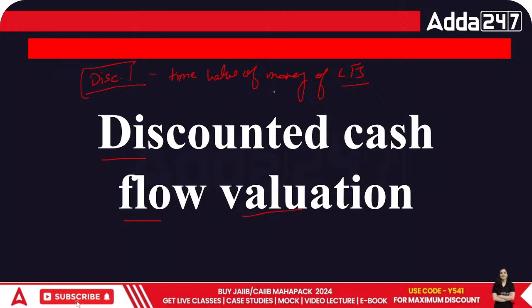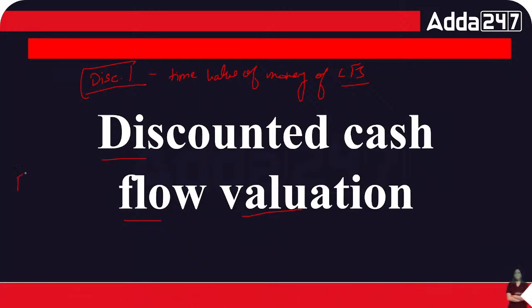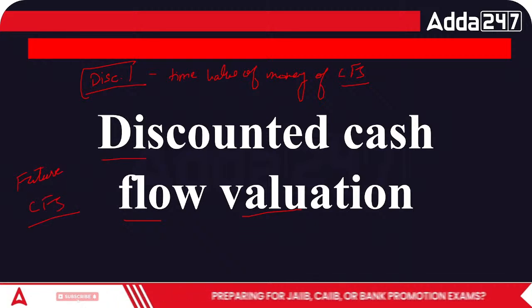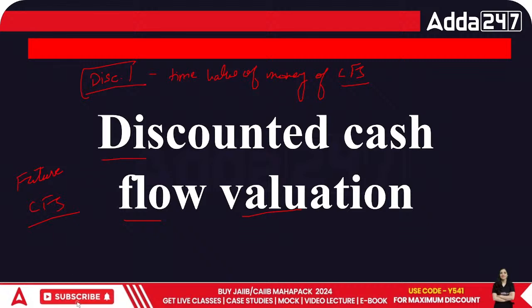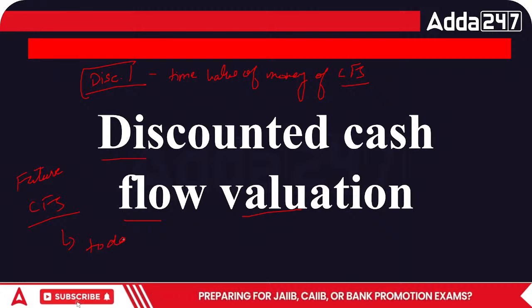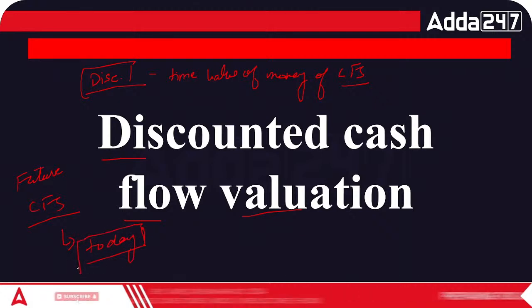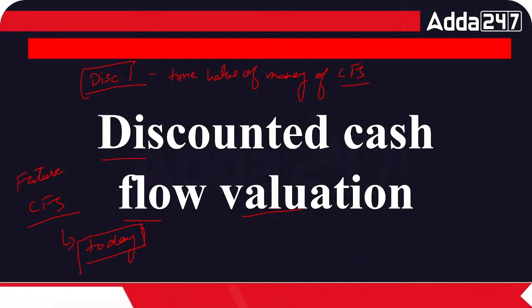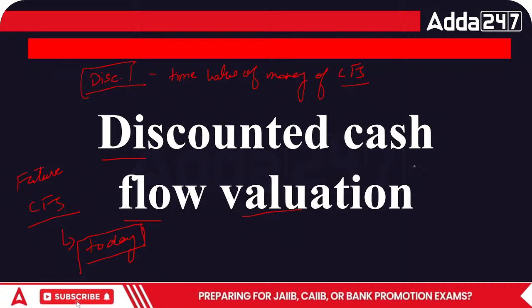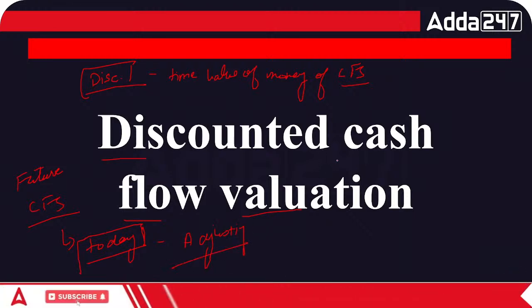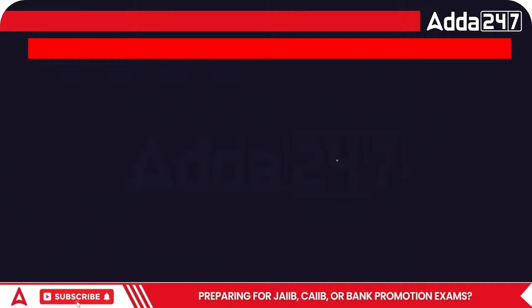The context of using time value of money is that we have future cash flows, we do not have present ones, and from the future cash flows we have to find the value as per today. Obviously we cannot find the future value as per today without adjusting it, and that is what discounted cash flow valuation talks about.